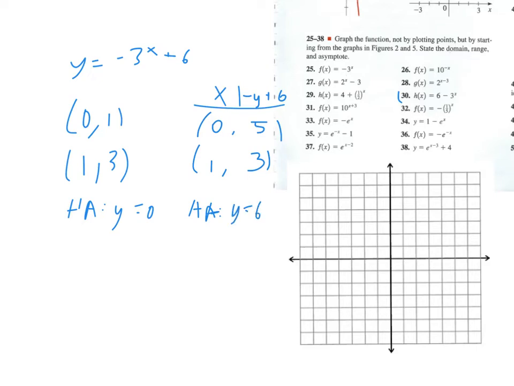So I'll draw that horizontal asymptote at 6 right there, and then my points at 0, 5, and 1, 3. And it's going to approach the asymptote going left and then go away from it as it goes that way.